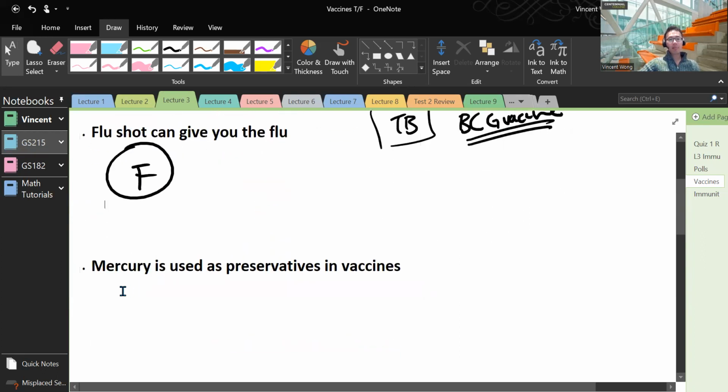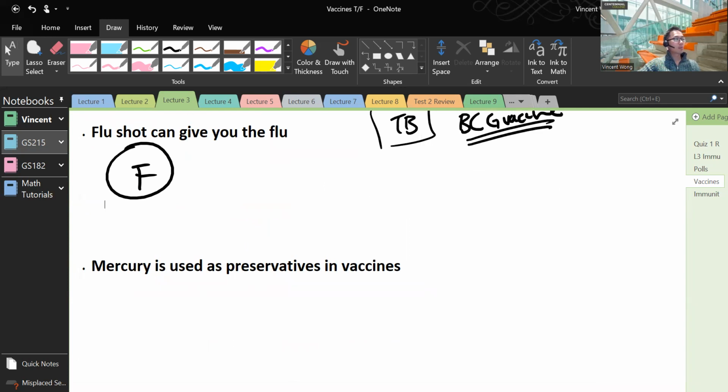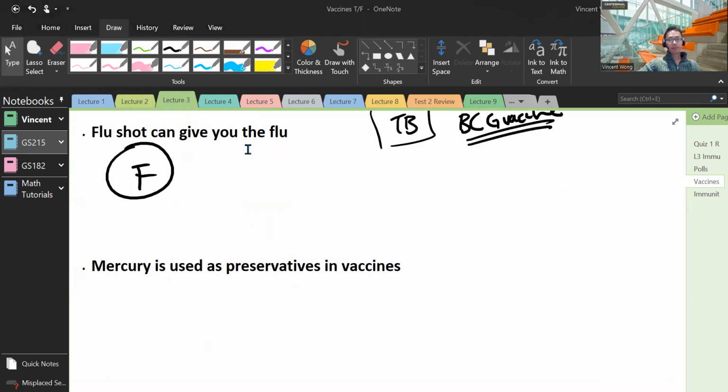And one last one here. Mercury is used as a preservative in vaccines. What do you think? True or false?